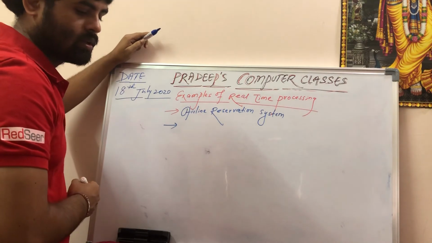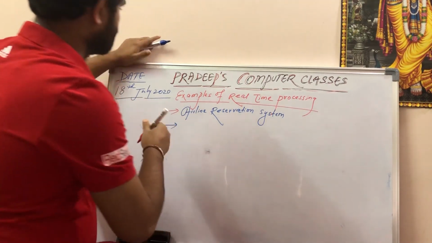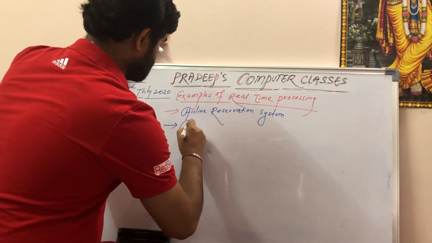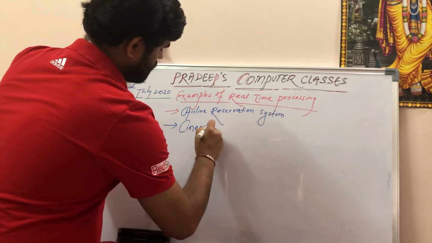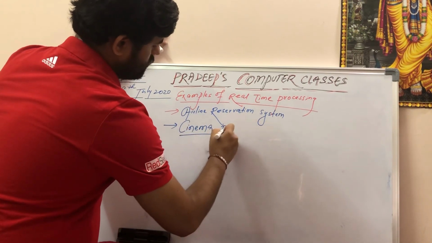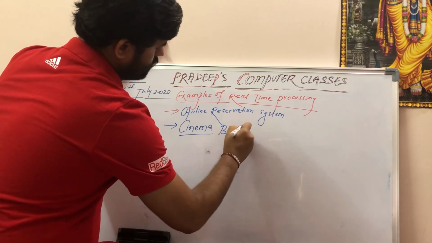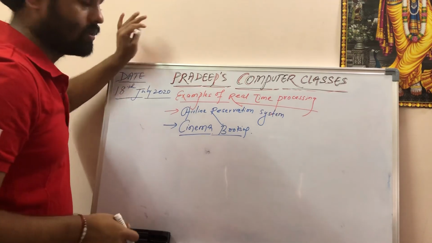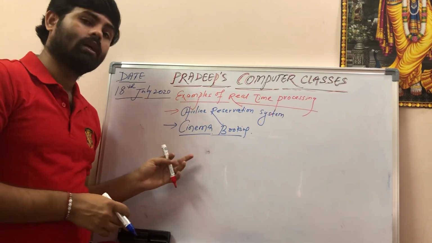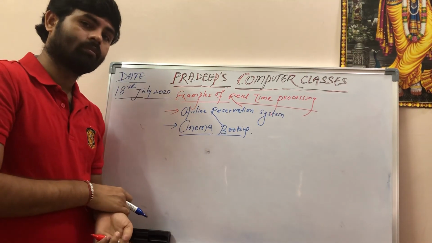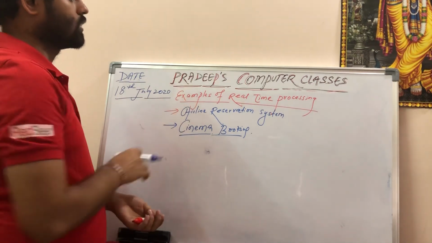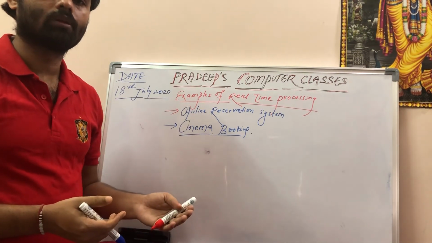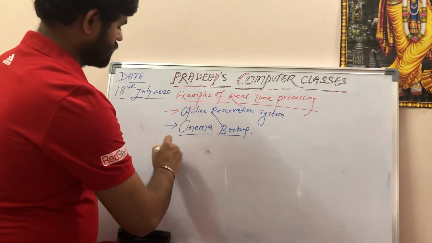Another is cinema booking. You guys might know that you go to the cinema, the theater. If you have to book a ticket there, do you think you pay the money today and get the ticket for tomorrow? No, right? You want, okay, I have paid the money, just give me the ticket, I want to go and watch the movie. So that is real-time processing.